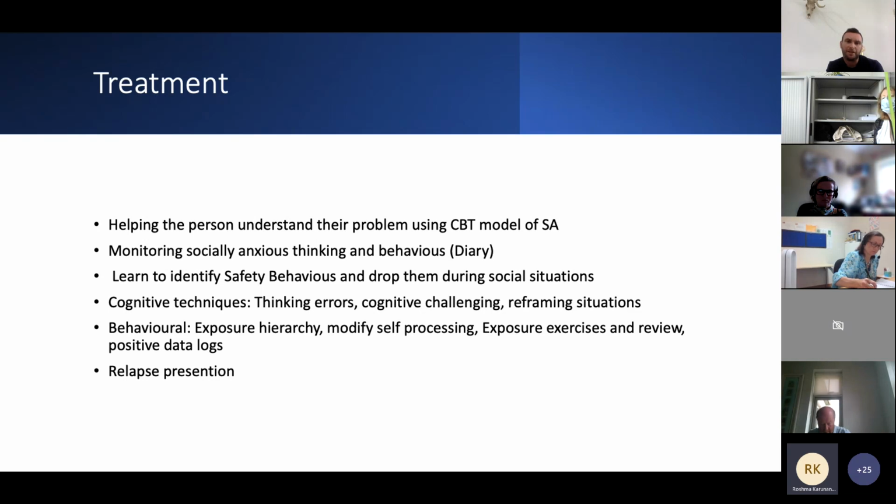Modifying how the person sees himself, and different exposure exercises based on what the person is presenting with or what their difficulties are. Also reviewing the situations afterwards, and helping the person to be more aware of positive data logs, or positive things that have happened in situations, rather than being primed to look at the negative experiences. And the last thing then is relapse prevention: helping the person to notice any patterns they may be falling into whenever they become well, and also reviewing all the learnings they have had over the last few sessions.